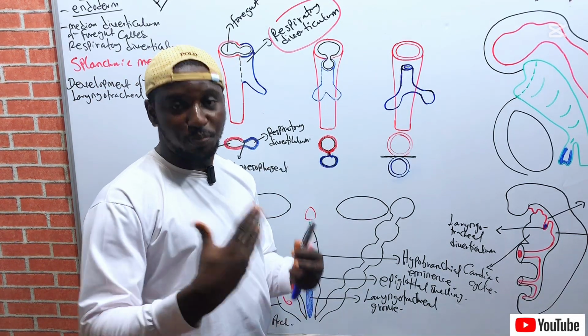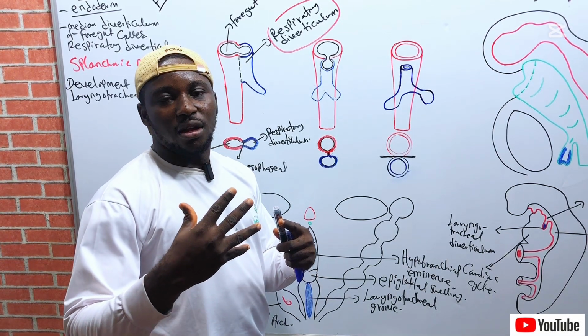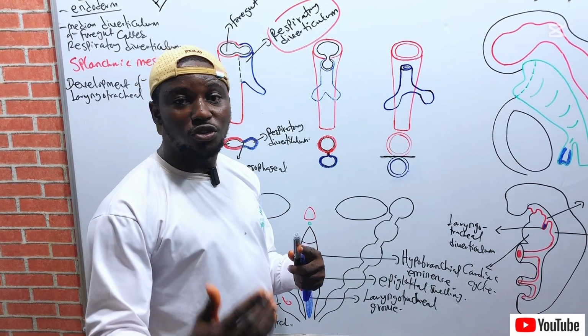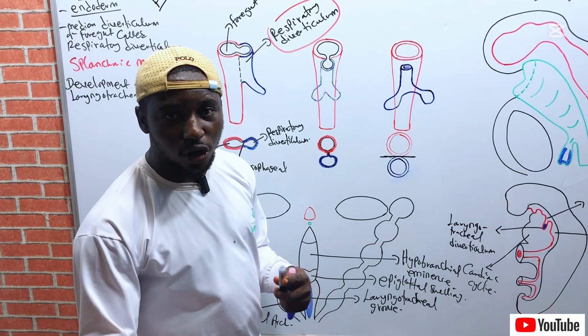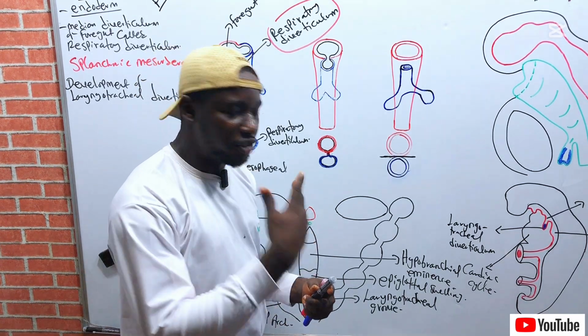The groove gets deepened, so that it will form a longitudinal diverticulum called the laryngotracheal diverticulum or the respiratory diverticulum.